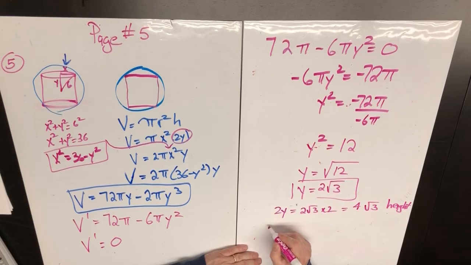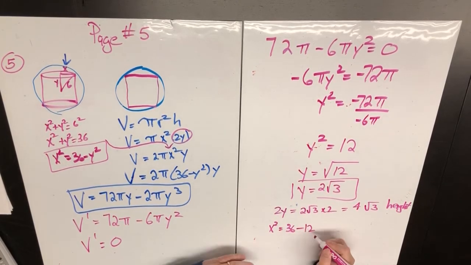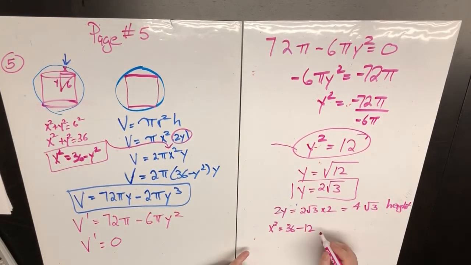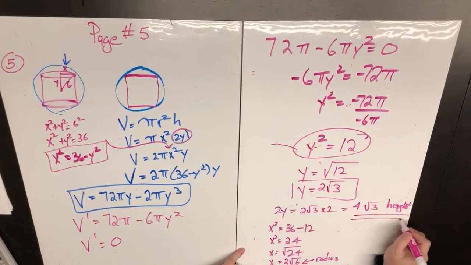And the radius is equal to x squared equals 36 minus y squared. So I'm substituting this value right here, right into this expression. So x squared equals 24. X is equal to the square root of 24. And that's 2 square root 6. And there's your radius. So the dimensions of the cylinder are 4 root 3 centimeters for the height and 2 root 6 centimeters for the radius.